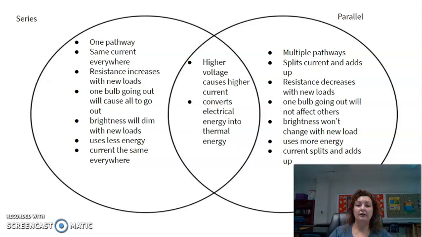And then moving over to parallel. Parallel has multiple pathways, which just means 2 or more. The current splits and then it adds up again after the branch, right? Resistance decreases with new loads. In other words, the current can flow faster.